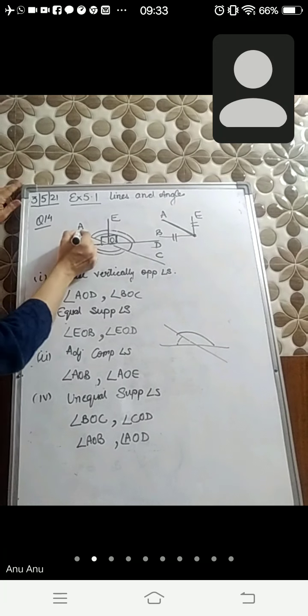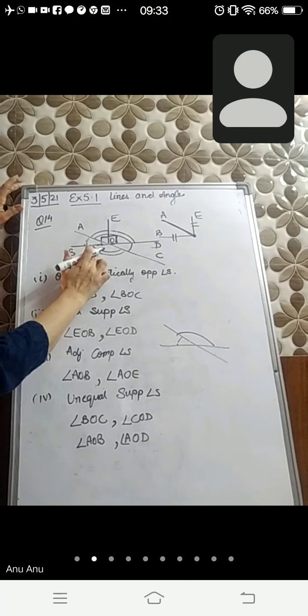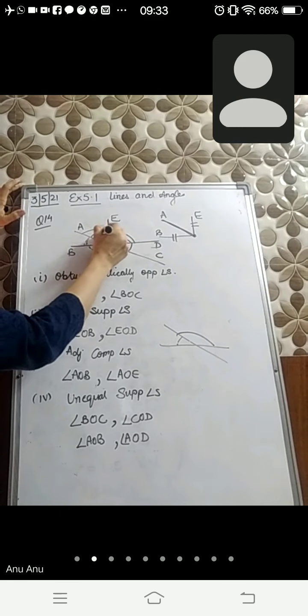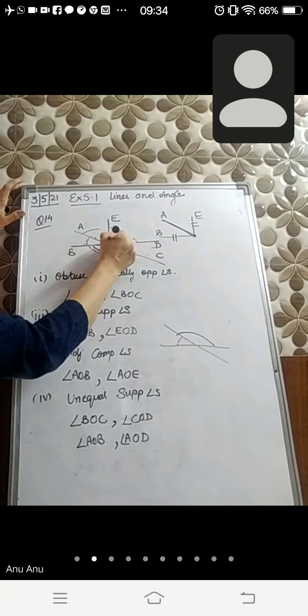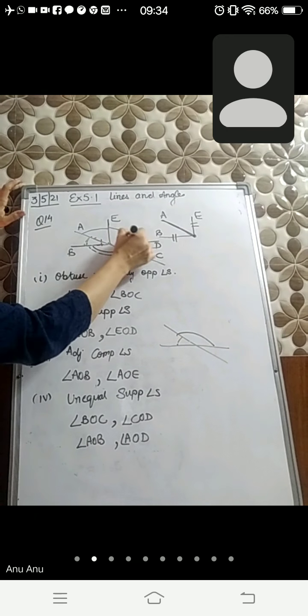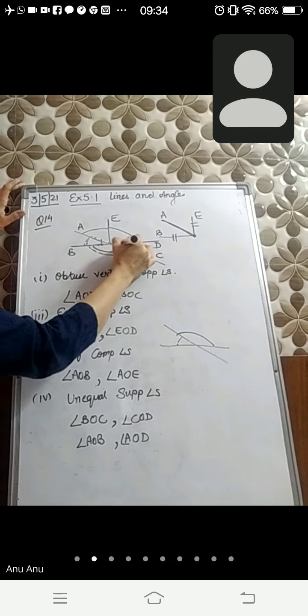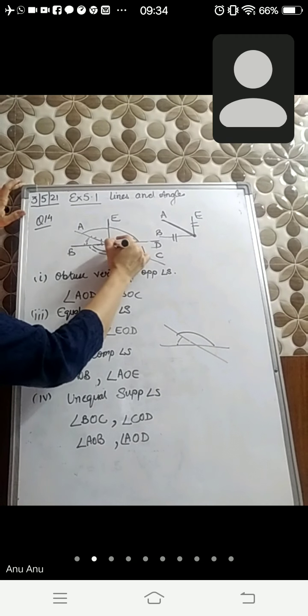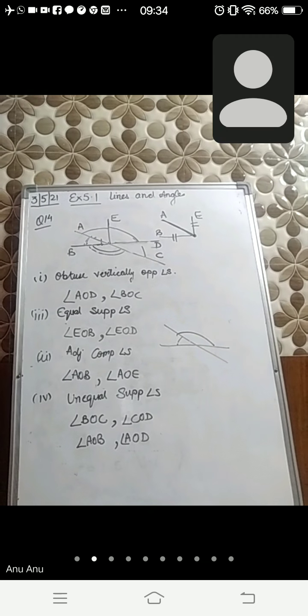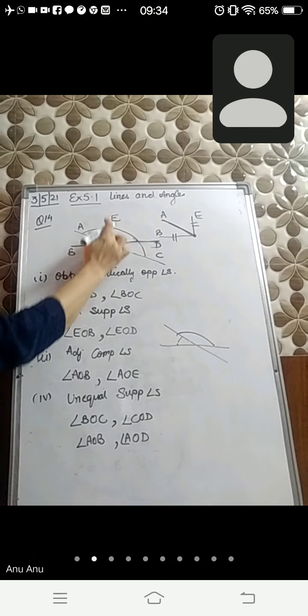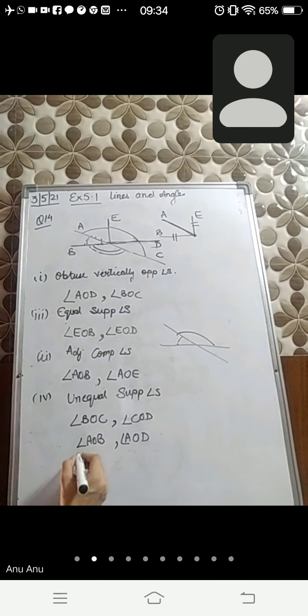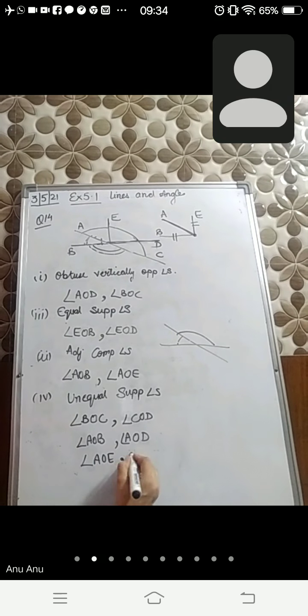ये स्ट्रेट लाइन दिख रही है आपको, ये वाली स्ट्रेट लाइन, इसके नीचे वाले एंगल दे दिए, इसके ऊपर भी तो एंगल बन रहे हैं. AOE और EOC. AOE के साथ EOC.